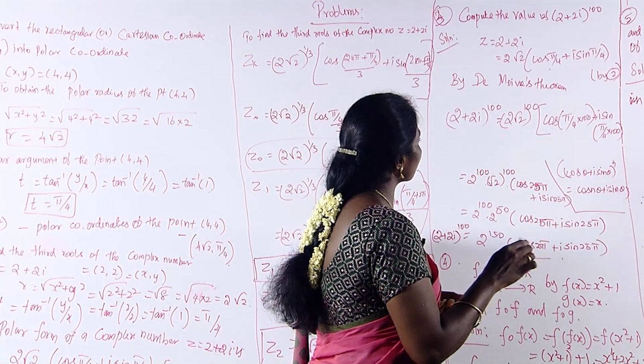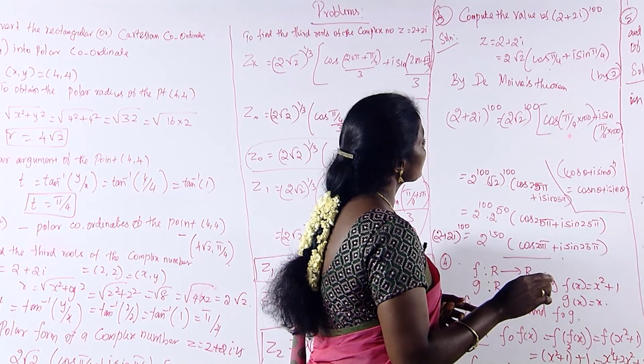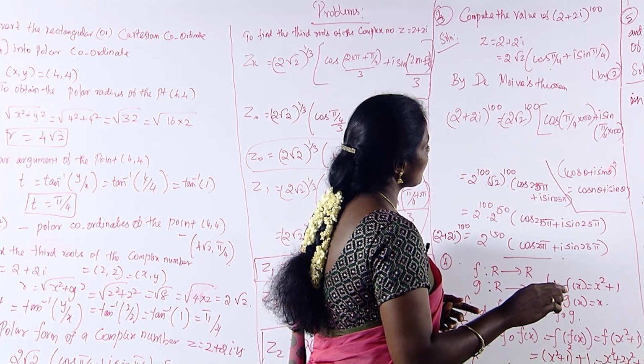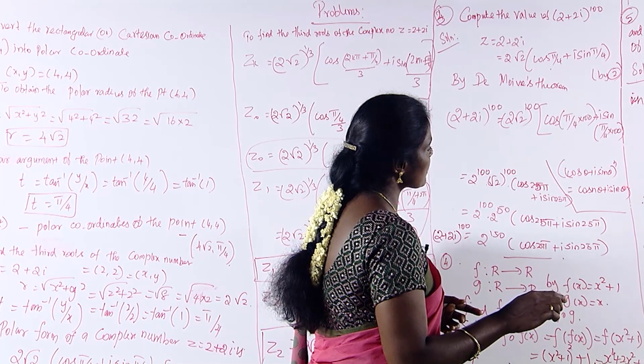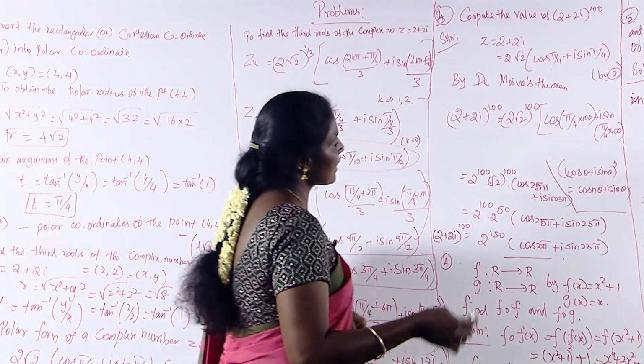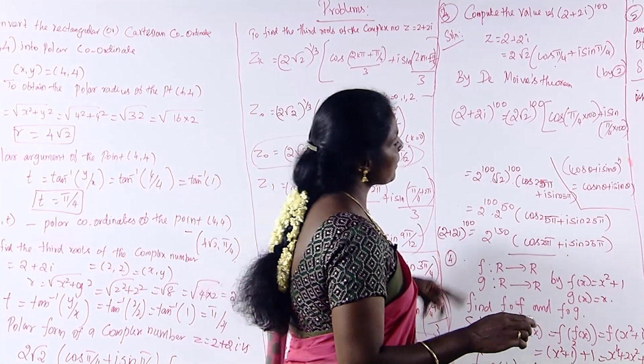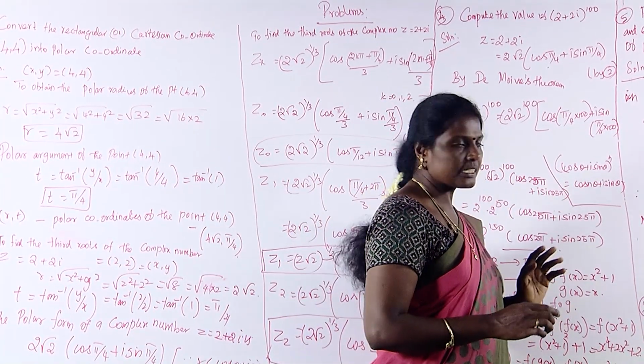By De Moivre's theorem we can apply, you know that De Moivre's theorem says (cos θ plus i sin θ) to the power n equals cos nθ plus i sin nθ. Here I have taken θ as π/4, so you can apply it; instead of θ you can take π/4.